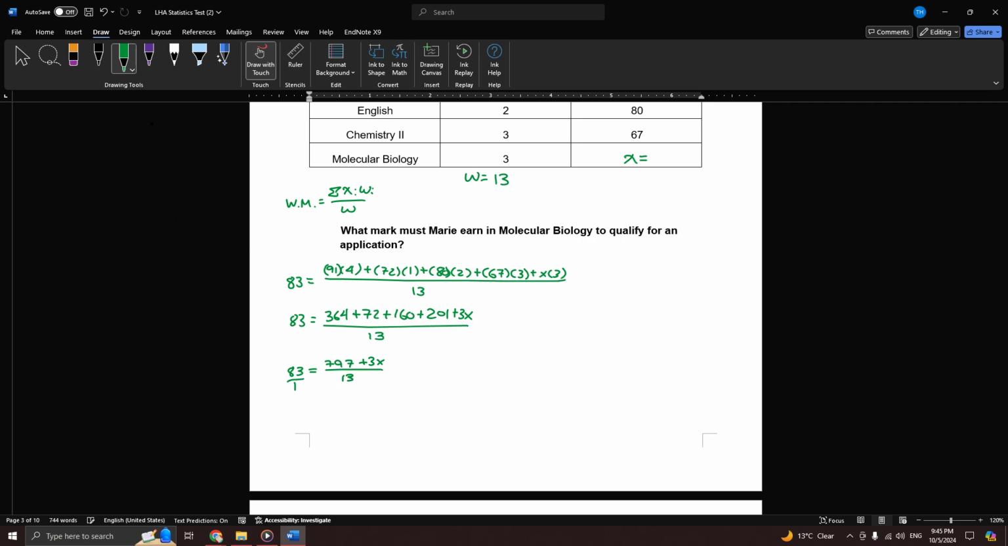So let's cross multiply here. We get 13 times 83. What is 13 times 83? That's 1079 is equal to 797 plus 3x. We're going to subtract this 797 from both sides. So 1079 minus 797. That's going to be equal to 282. And now we're going to divide 282 by 3. And so that's going to leave me here with 94. Okay?